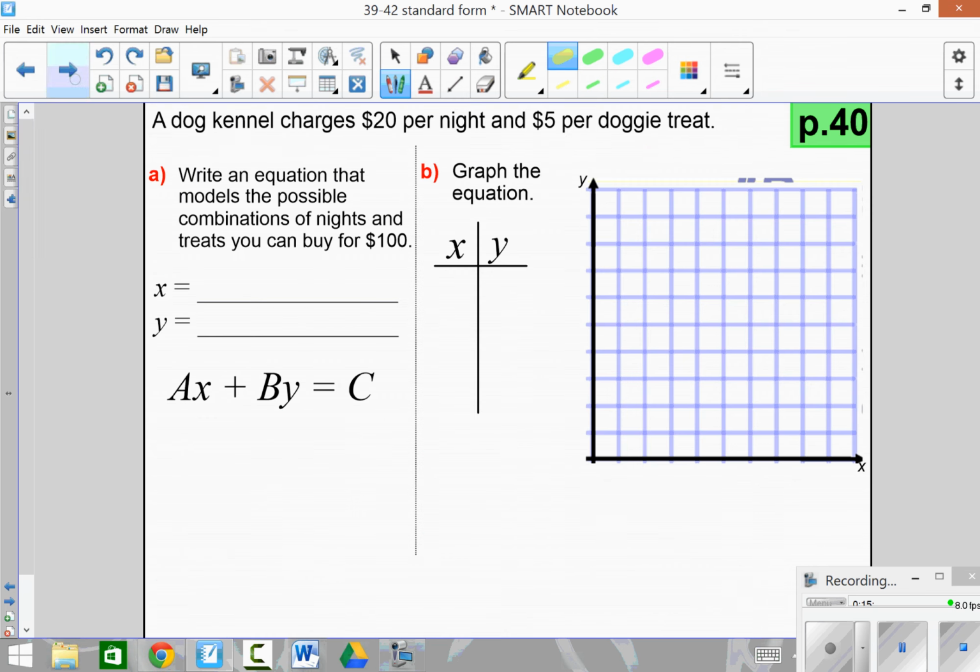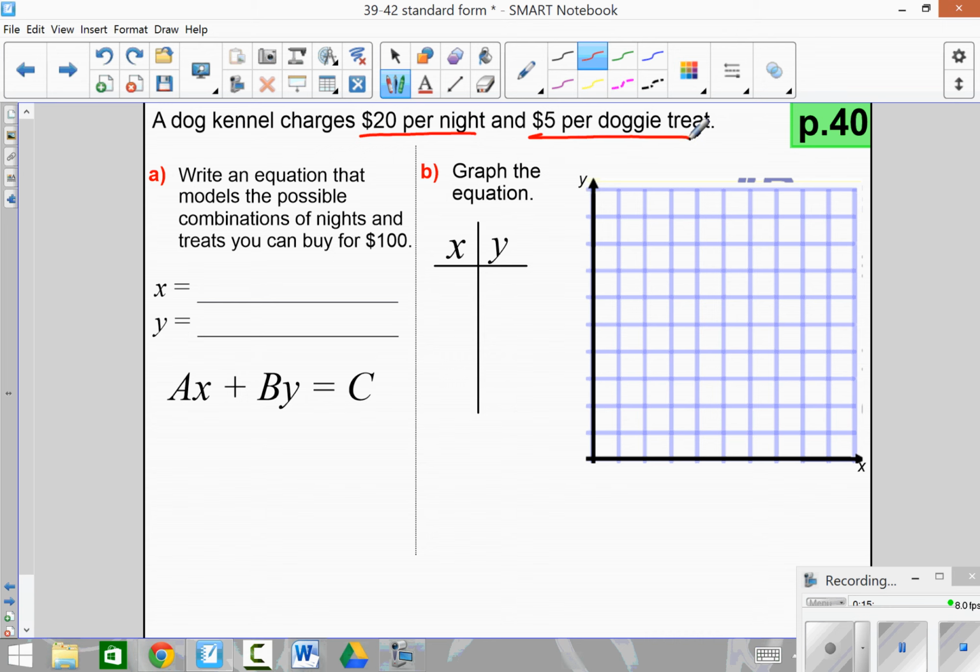Let's go ahead and do our last problem here, page 40. This problem is going to show you how standard form is used in an actual word problem. So we have a problem that says a dog kennel charges $20 per night and $5 per doggy treat. Part A says write an equation that models the possible combinations of nights and treats that you can buy for $100. So you have $100 and you want to know what possibilities you can spend your $100 on if it costs $20 per night to put your dog into this dog kennel. It's like a doggy hotel, and then it costs $5 per doggy treat.